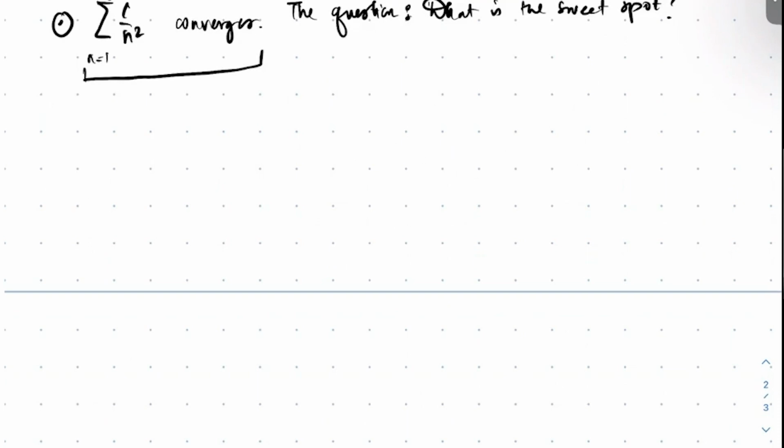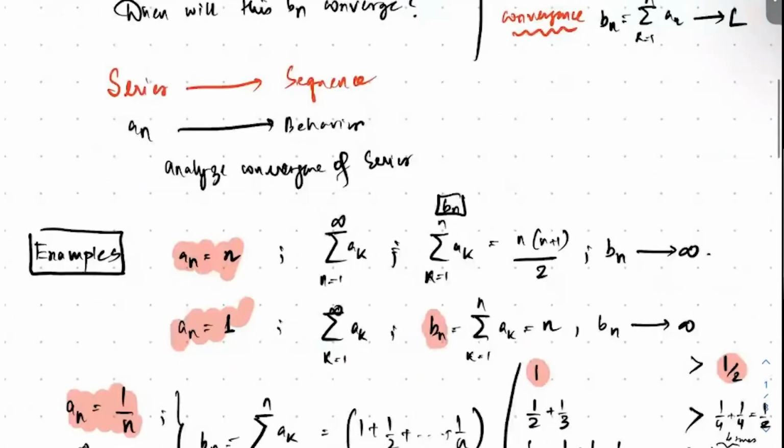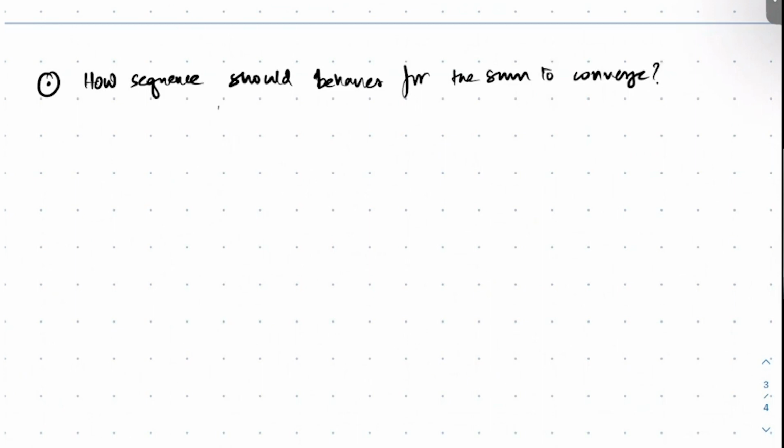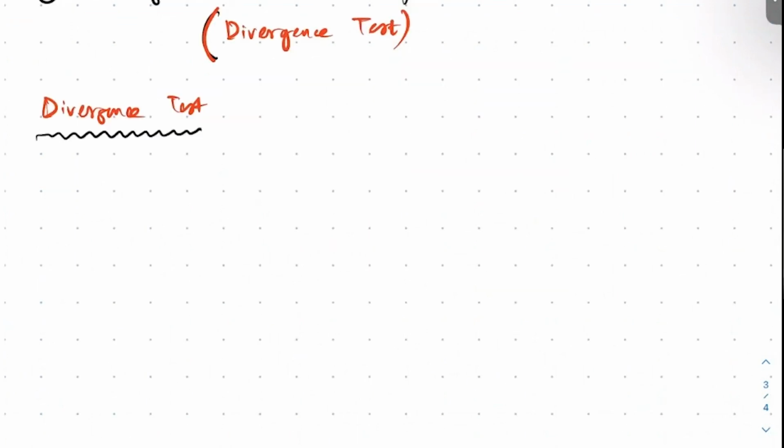So what is this? We have some special sequences and series here. It tells you the first property: how the sequence should behave for the sum to converge. That's the divergence test. So what is the divergence test? It's very simple. It tells you that a_n is there, but a_n shouldn't be very large in the long-term behavior.